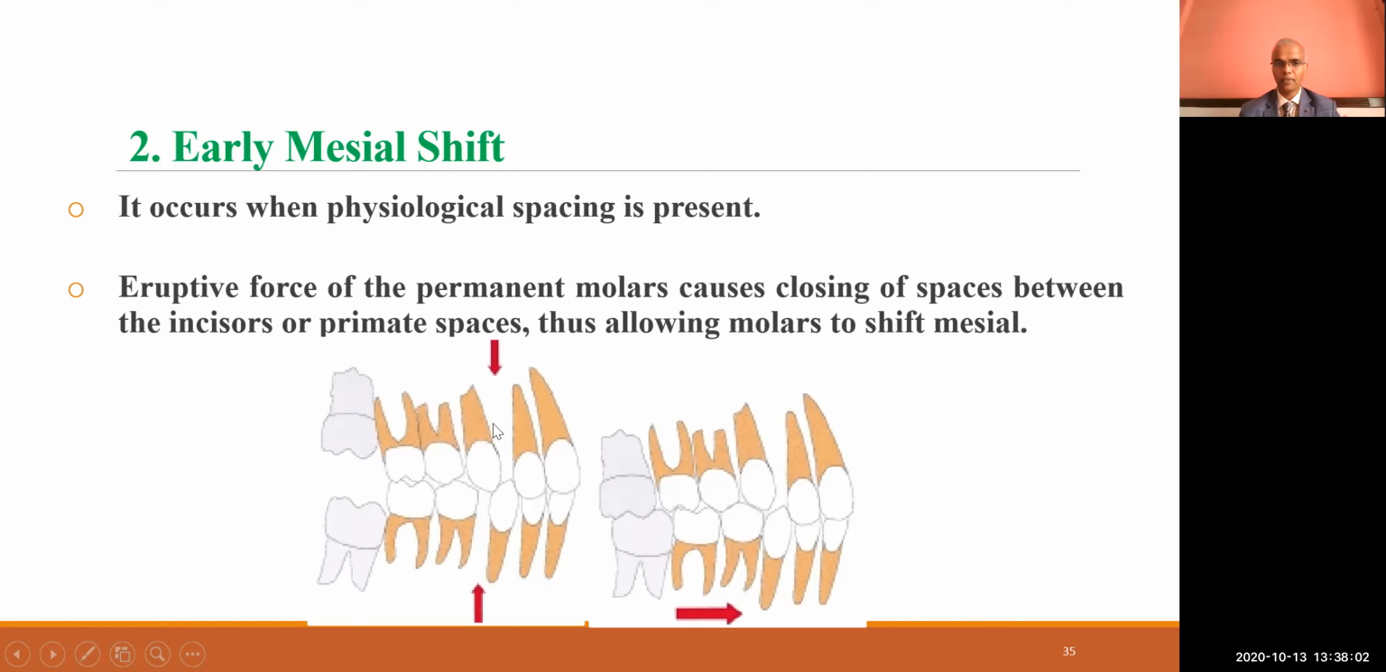In the diagram, this arrow indicates the primate space or physiological spacing. So this erupting molar applies force and shifts in the mesial direction. Because it corrects early, it is called mesial shift.